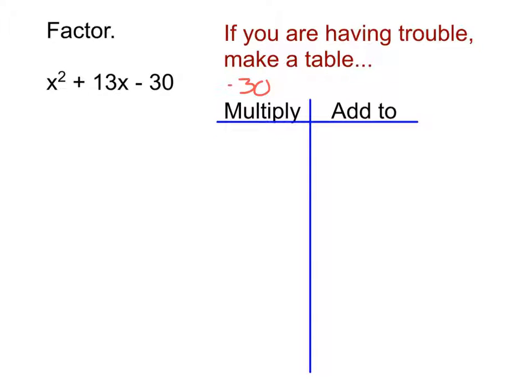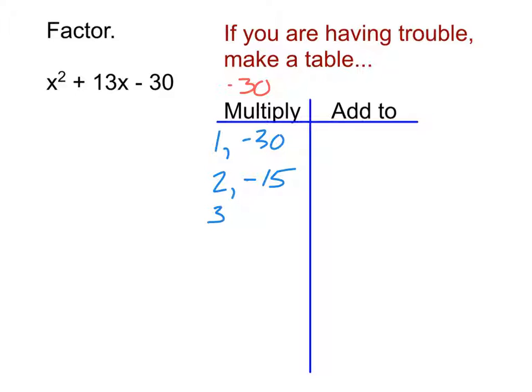We go systematically. I'm going to start with 1. 1 times what is negative 30? Negative 30. So it's going to be 1 and negative 30. And I'm just going to go down this list first before I worry about the right side. Does 2 go into negative 30? Yes, it does. What is negative 30 divided by 2? Negative 15. So I know that 2 times negative 15 gives me negative 30. And I'm going systematically, notice.